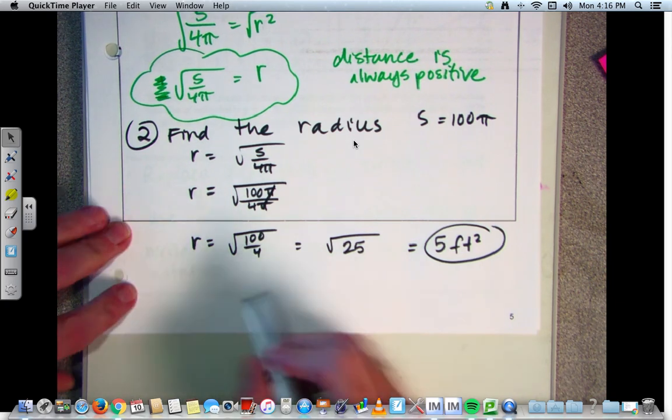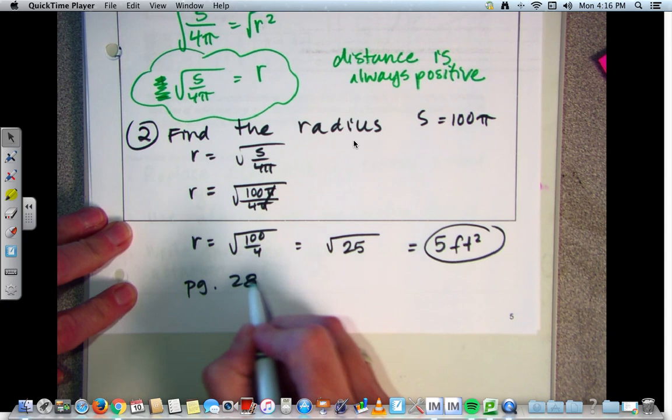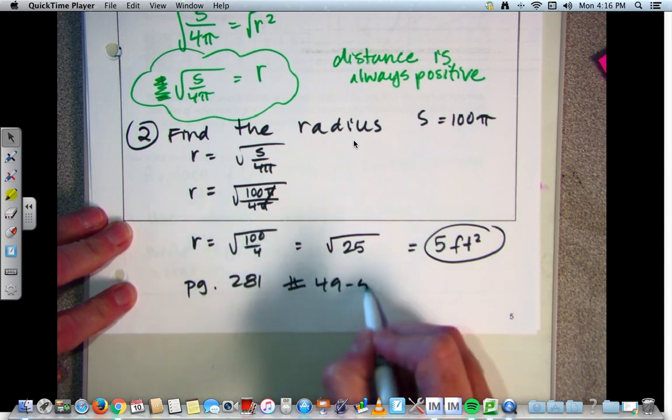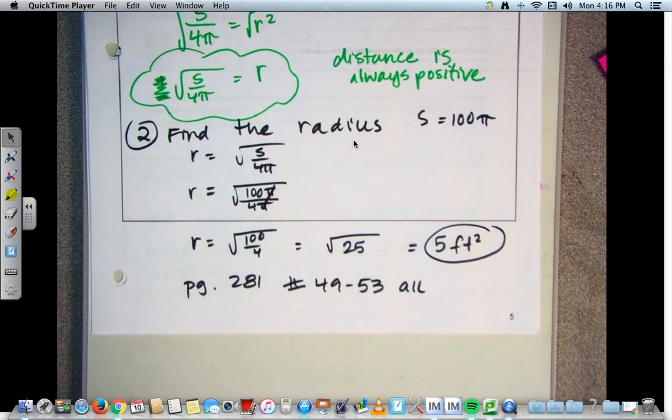So what you have for today, again, out of the book, page 281, you have problems 49 through 53 all. If you are struggling with any of these, please look at the videos again. Talk to people at your table. Text me if you have further questions.